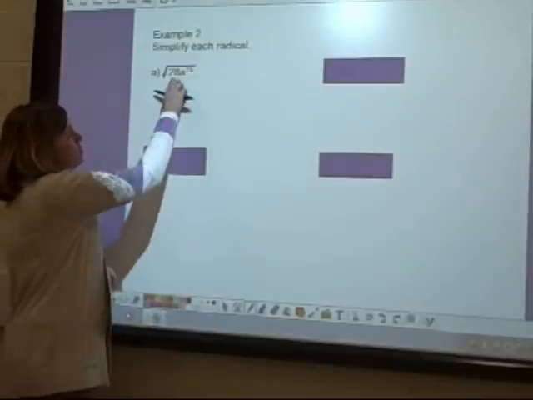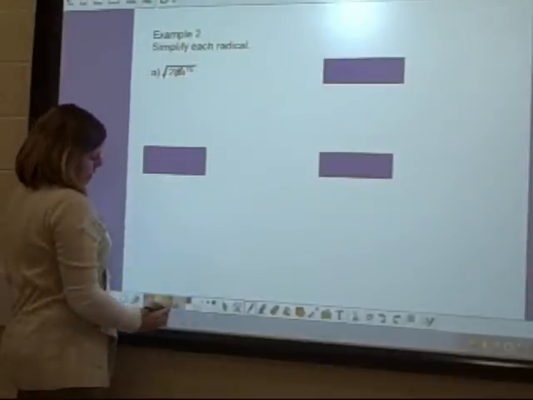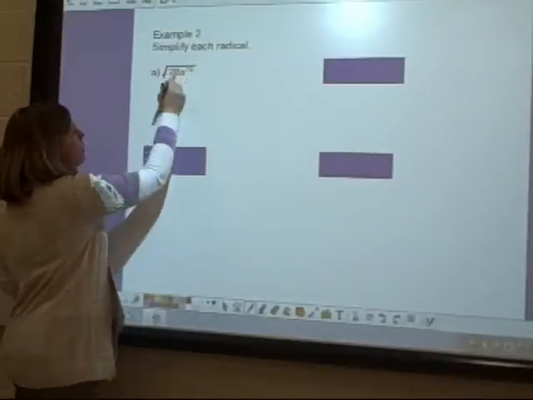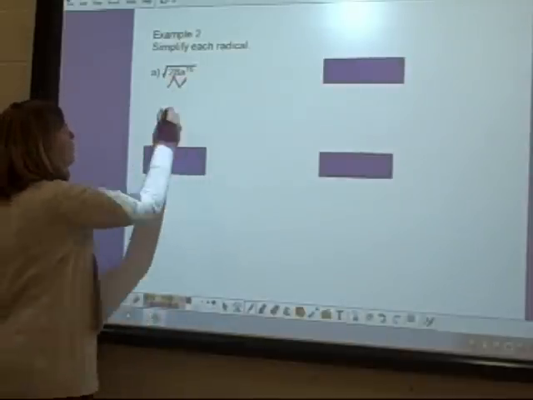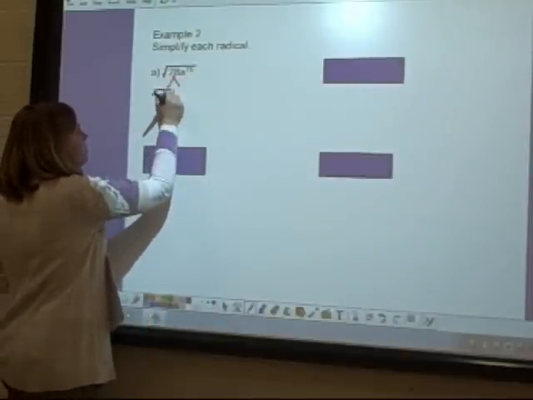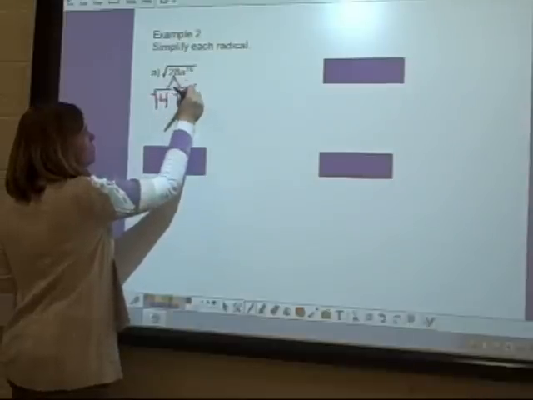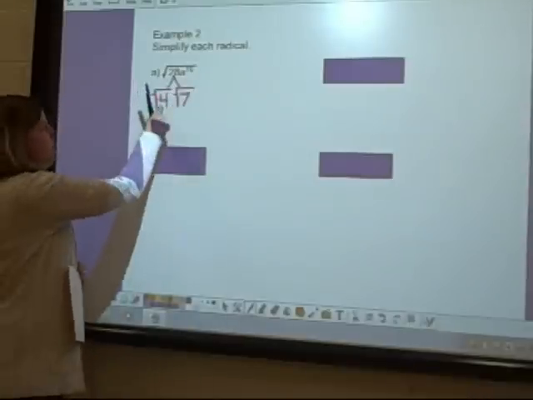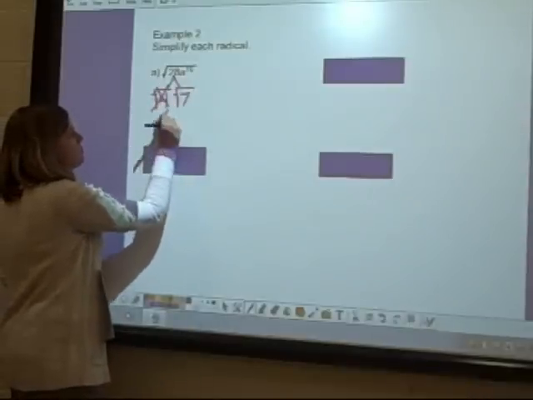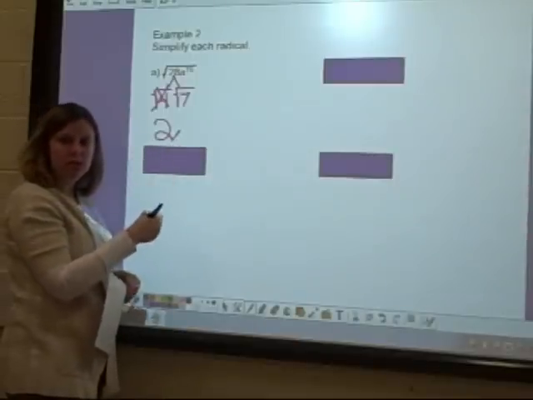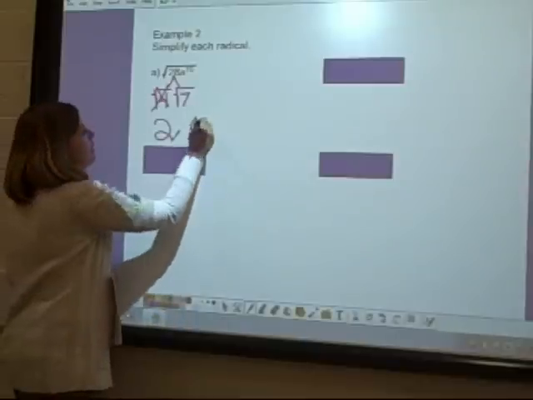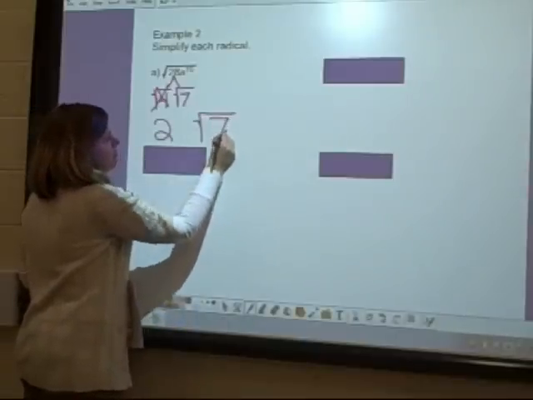The first thing I'm going to do, though, is break down 28. And I want to look for the largest perfect square which would go into 28, which is 4. So I've got the square root of 4 times the square root of 7. Well, the square root of 4 is 2. I'm going to leave a little bit of space because I'm going to have to take the square root of my variable, and then I'm going to write the square root of 7.